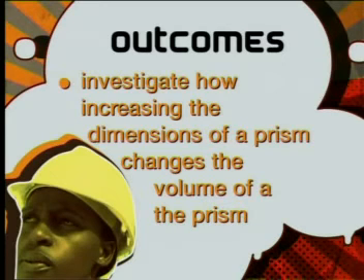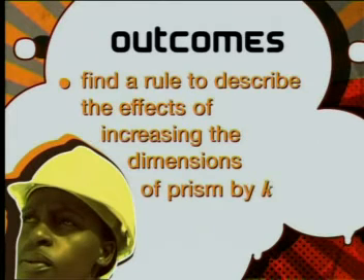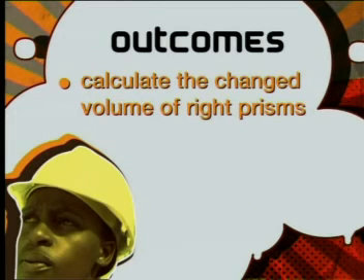By the end of this lesson, you should be able to investigate how changing the dimensions of a prism changes the volume of the prism, find a rule to describe the effect of multiplying the dimensions of a prism by k, and calculate the changed volumes of right prisms. Because I want to find a general rule, I will start with a really easy volume. That way we won't be distracted by the numbers involved.